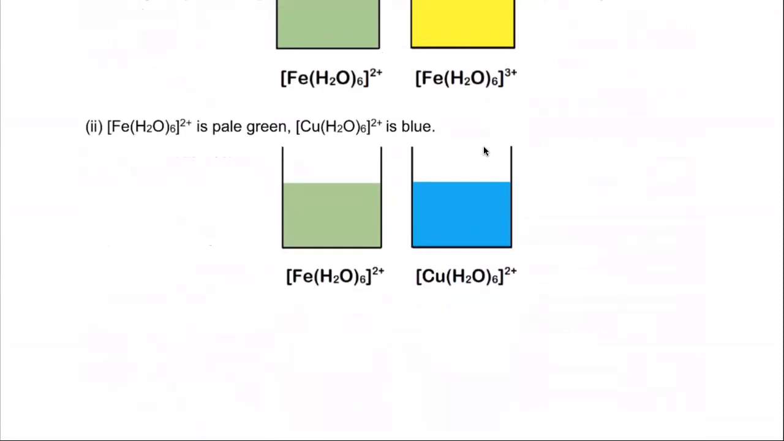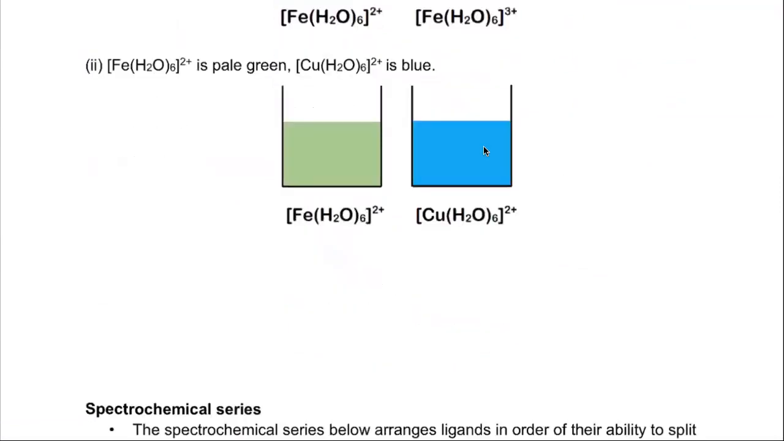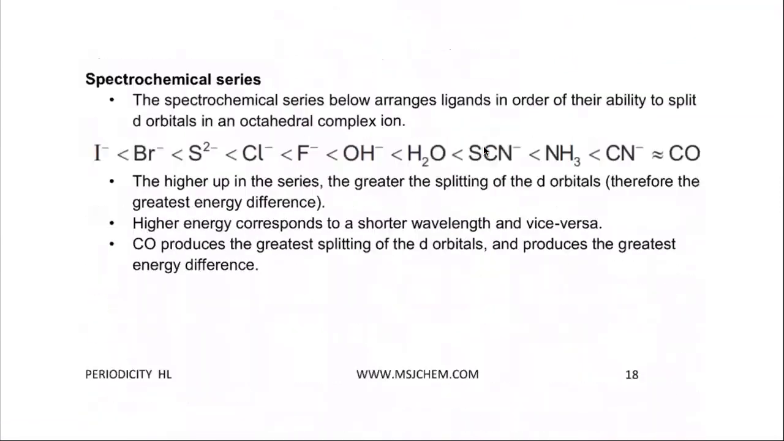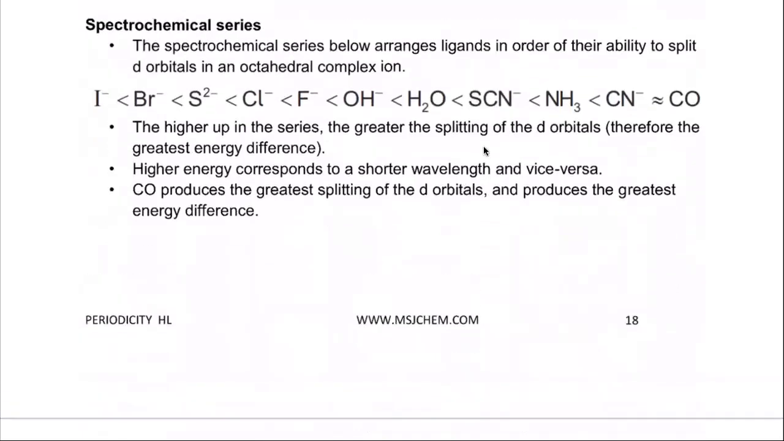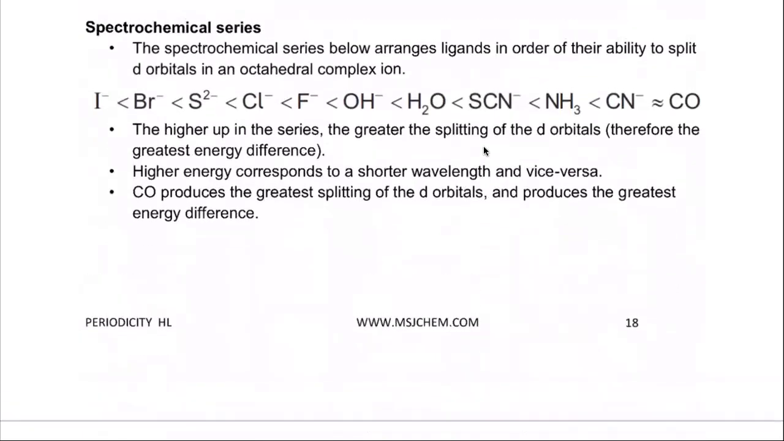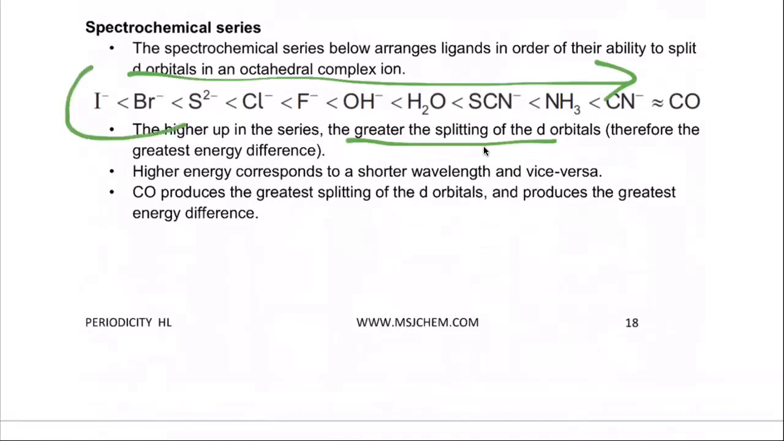Okay. So the last section has to do with what we call the spectrochemical series. This has to do with the ligands. This series arranges the ligands in order of their ability to split the d orbitals in an octahedral complex ion. So the more this way I go, the greater the splitting of the d orbitals.